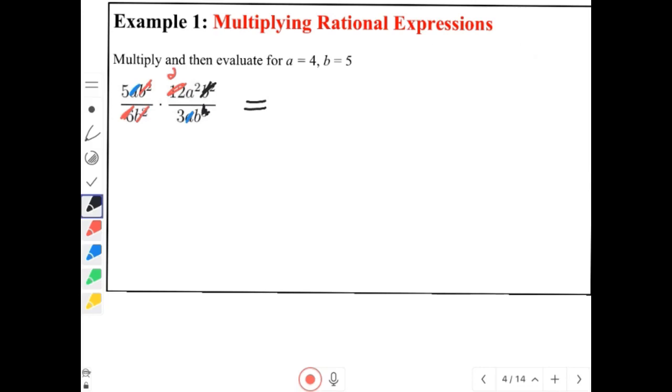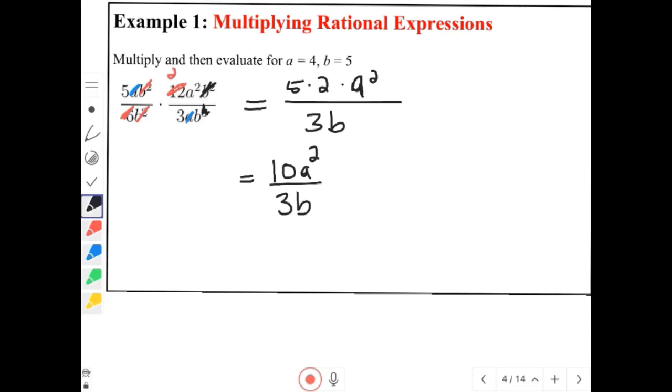So we're going to be left with 5 times 2 times a squared all over just 3b. So we know on the top that's going to end up being 10a squared over 3b. So that would be simplified.